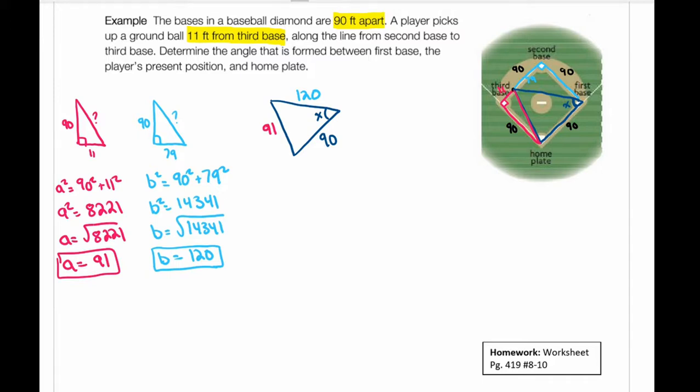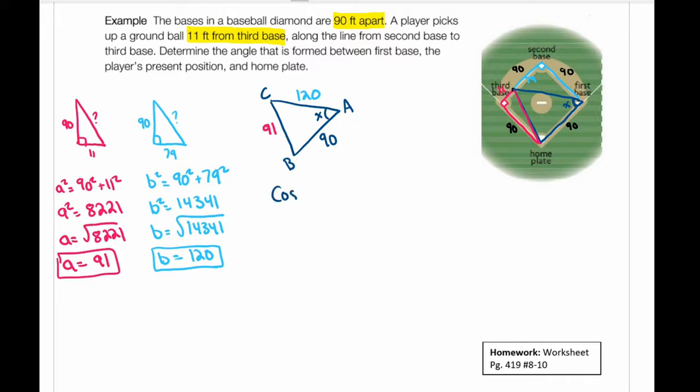I have all three sides, so I just have to make sure that I label them correctly. Since we've already labeled A and B, 91 was technically A, let's call this A. 120 was B, so let's call that big B, and we'll have little c. Again, you can label it however you want, as long as you put the things into the correct spots, and we'll talk about what I mean by that. So we're looking for angle A in the way we've labeled it.